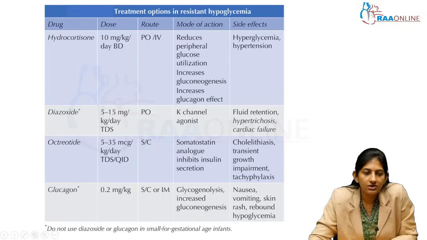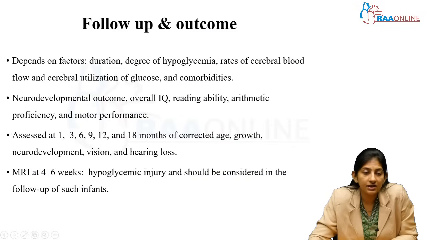Next is diazoxide, octreotide and glucagon. Anything can be taken. It is the unit's choice, and most of them have a set protocol, especially in tertiary hospitals. Diazoxide is a potassium channel agonist and it can be given orally. Octreotide is usually given subcutaneously. It is a somatostatin analog. It inhibits insulin secretion. Glucagon, again we know, will cause glycogenolysis and increase gluconeogenesis. So these are all the treatment options in resistant hypoglycemia.